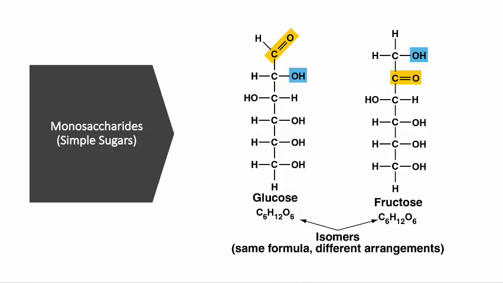The rest of the carbon atoms are arranged in a similar way, with hydroxyl groups and hydrogen attached. Even though the formulas are identical, this small shift in where the carbonyl group sits changes how each molecule behaves in cells and how enzymes interact with them.